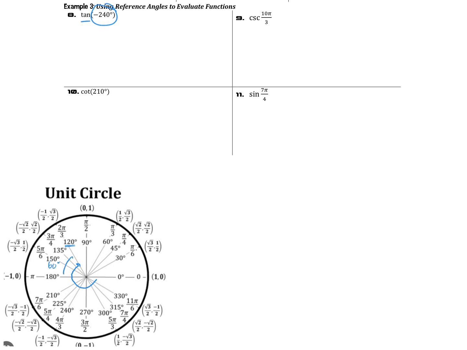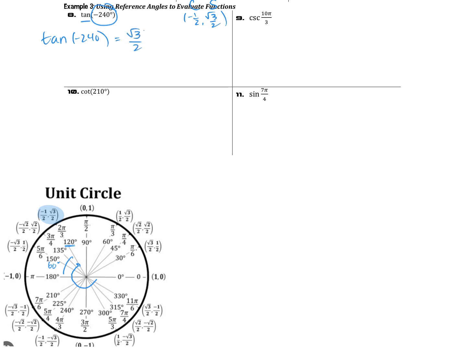So what we really need to know is the coordinates of that point. This is the point that we're going to be using to find tangent. I'm just going to write this over here: negative 1/2, root 3 over 2 means that cosine is negative 1/2 and sine is root 3 over 2. How do we find tangent? We divide sine by cosine.